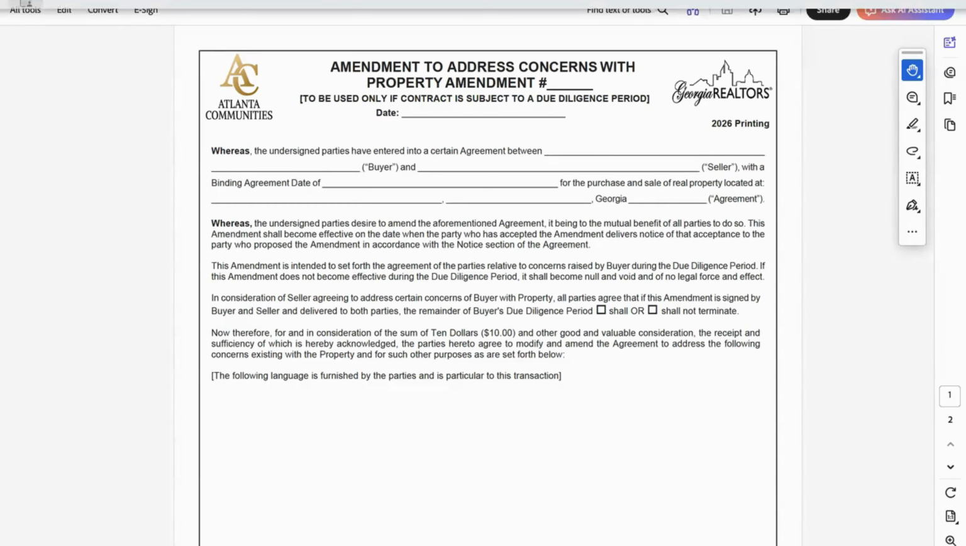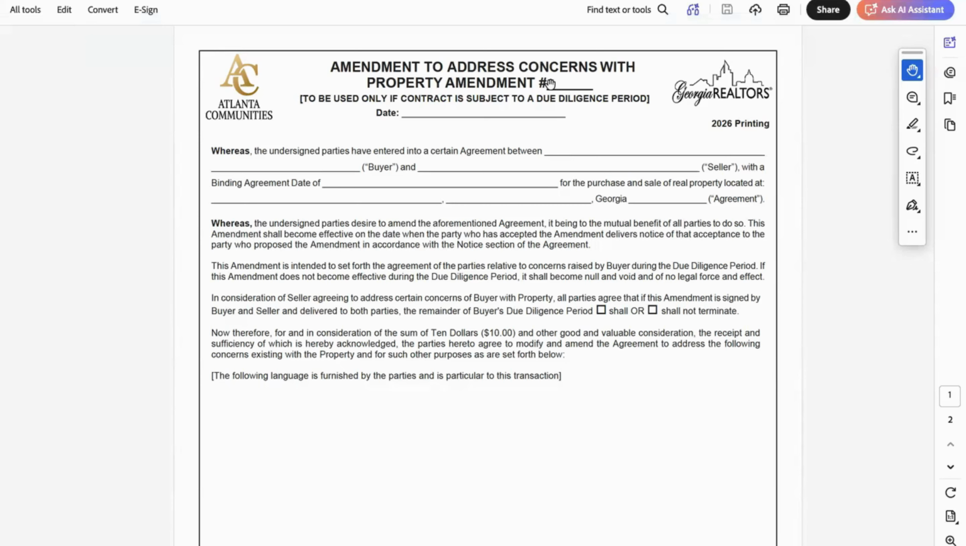This form is used when a buyer finds issues during the due diligence period and asks the seller to address them. Examples of concerns are inspection repairs, structural issues, roof problems, HVAC replacement, termite damage, safety issues, etc. This form memorializes the agreement between buyer and seller on how those issues will be handled.